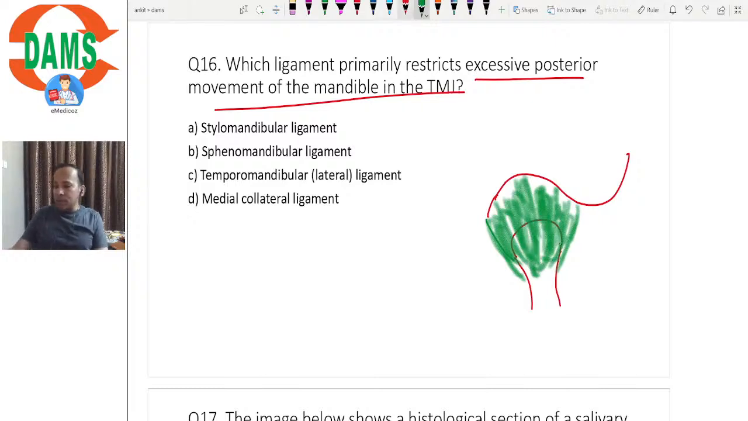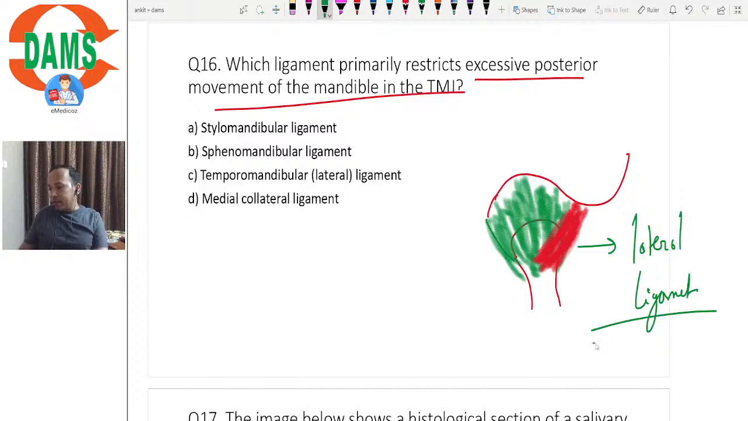then what happens is that the anterolateral part of the capsule thickens to form the lateral ligament, isn't it? The anterolateral part of the capsule thickens to form the lateral ligament, and this lateral ligament is specifically involved in restricting the retrusive or the excessive posterior movement of the mandible. Is it clear?